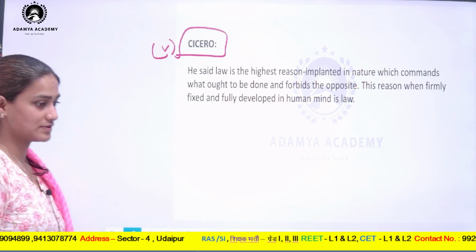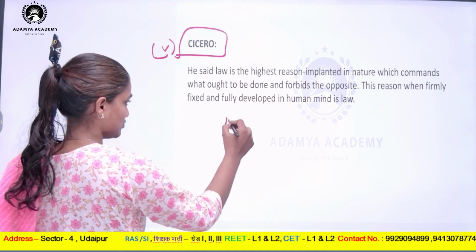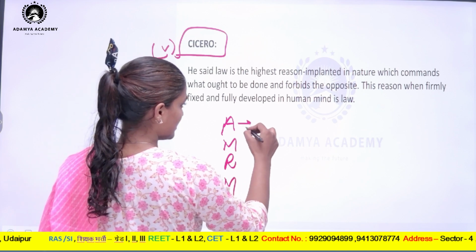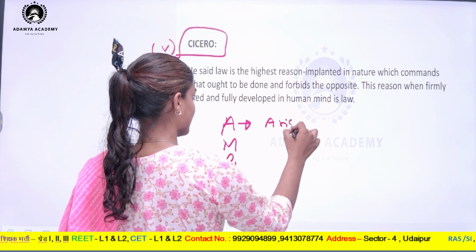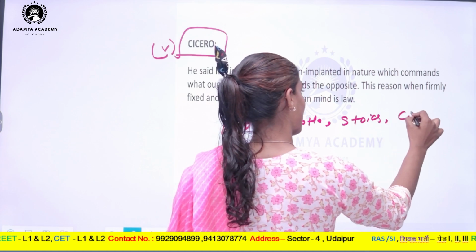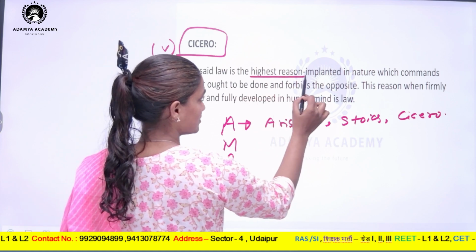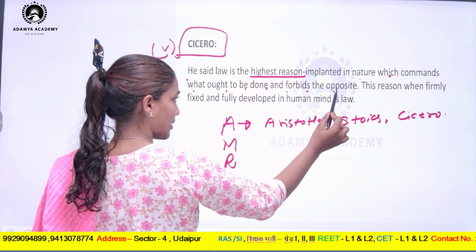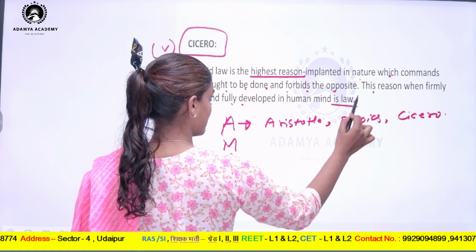So these are the philosophers related to the first phase of natural law school, which is ancient. Next phase is medieval, then Renaissance, and then modern. In the ancient stage, we have studied Aristotle, we have studied the Stoics, and now we are studying Cicero. He said, law is the highest reason implanted in nature which commands what ought to be done and forbids the opposite. This reason, when firmly fixed and fully developed in the human mind, is law.